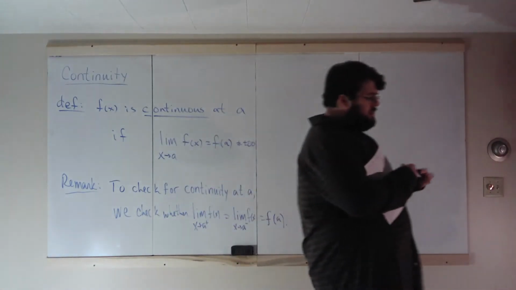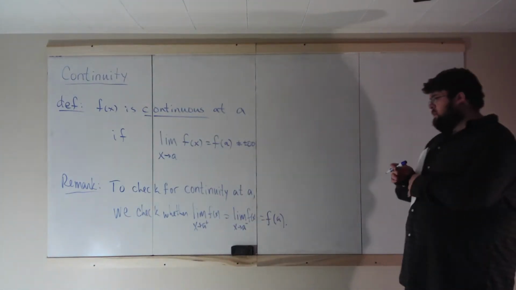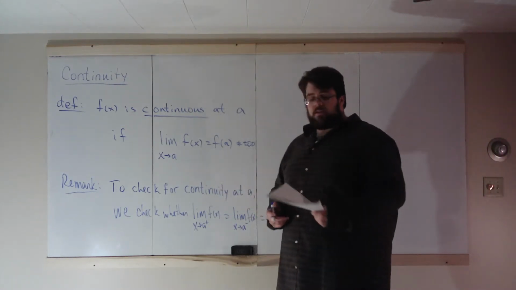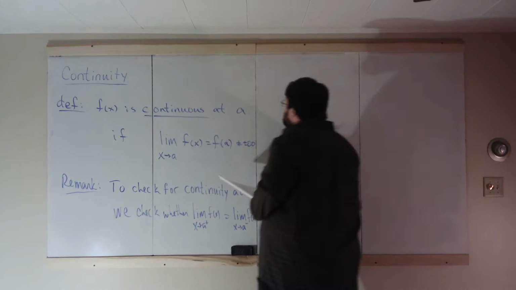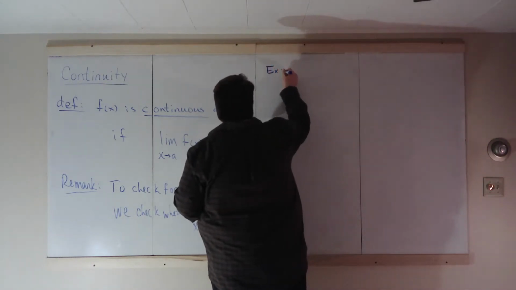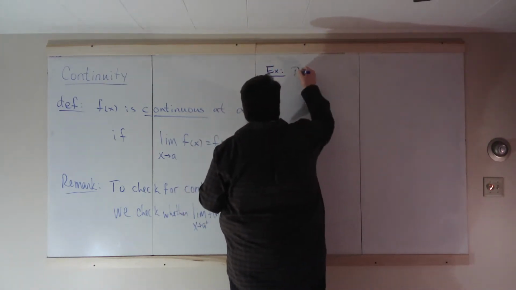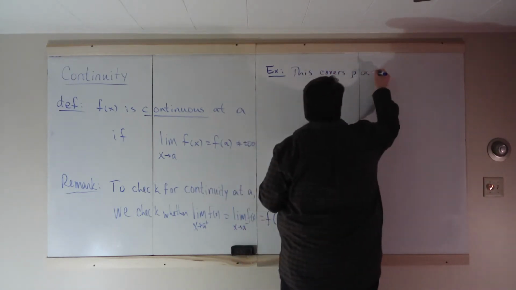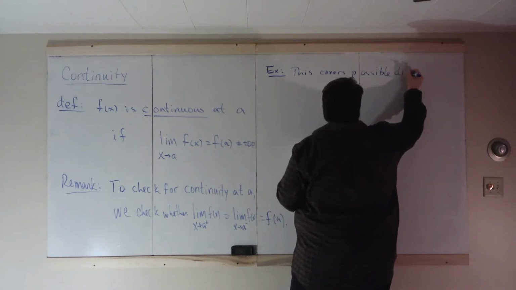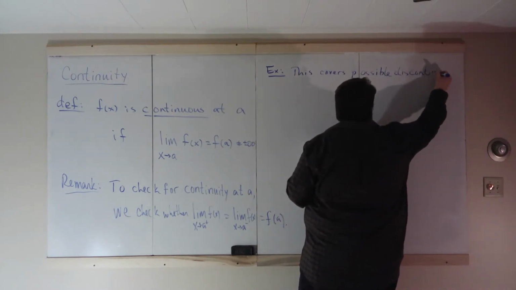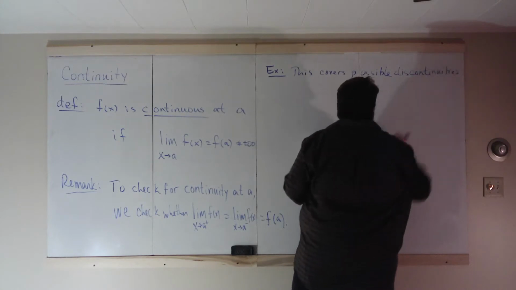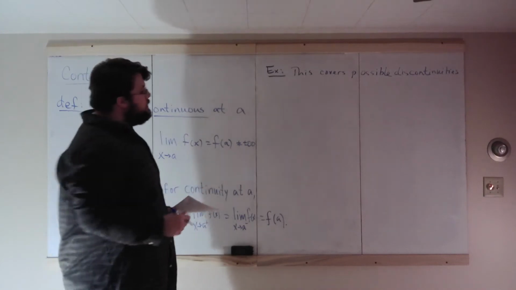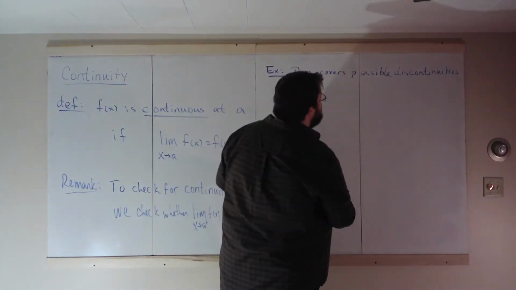So before doing that directly, let's look at some examples of where continuity can go wrong. This example covers possible discontinuities. So if a function is not continuous at a point, we would say it's discontinuous or it has a discontinuity at that point. Yeah, that's spelled right.